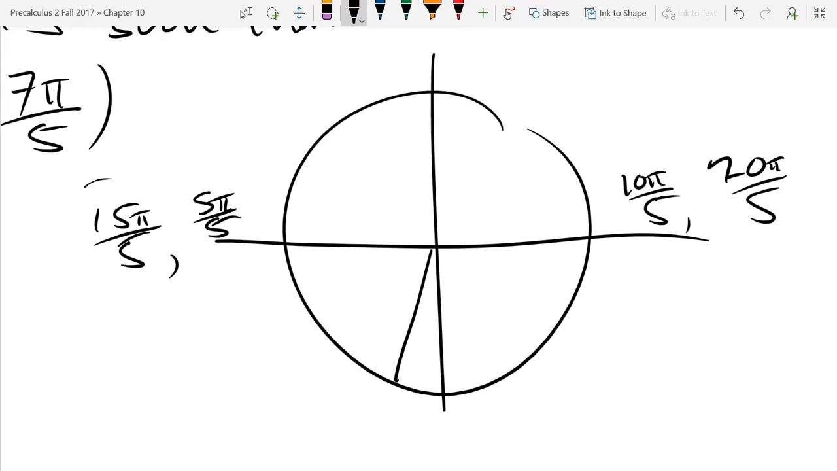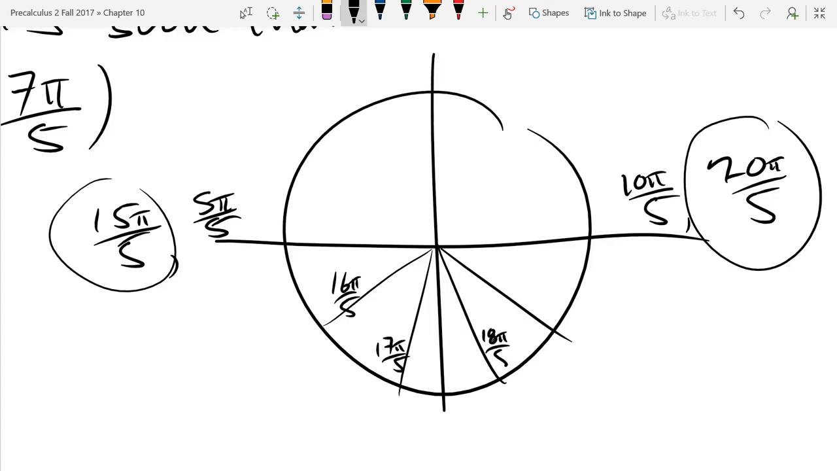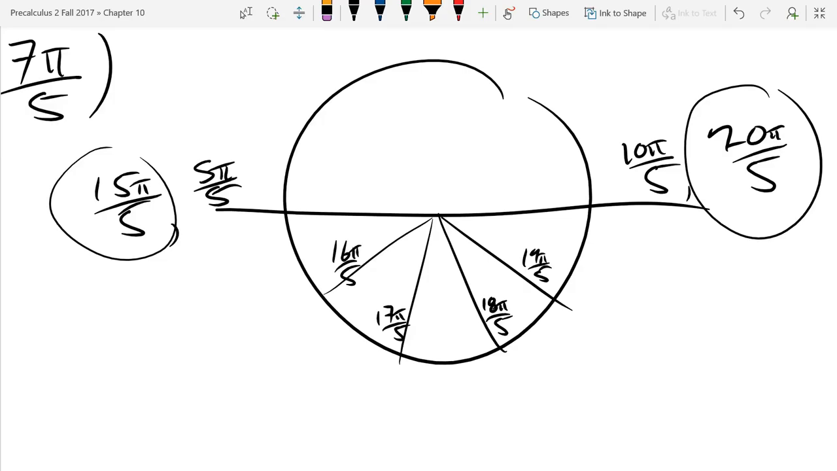Now, the reason it's in quadrant 3 and not 4, we're comparing 15 pi over 5 and 20 pi over 5. And if you think about 17 pi over 5, that's 2/5 of the way around. So if I cut it into 5 pieces, do my best to cut this into 5 pieces. So something like that, that would be 16 pi over 5, 17 pi over 5, 18 pi over 5, 19 pi over 5, and then 20 pi over 5 is already labeled. So I do my best to cut it into 5 pieces of pizza the same size. The y-axis is not a slice of pizza, it's just on the graph.